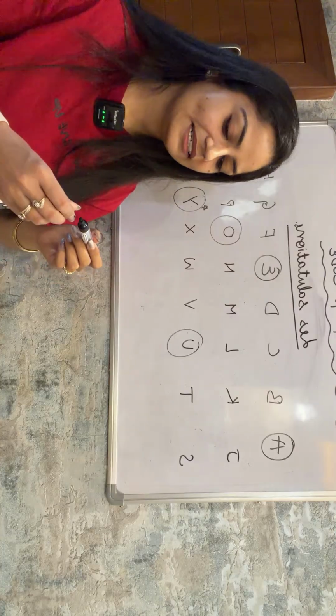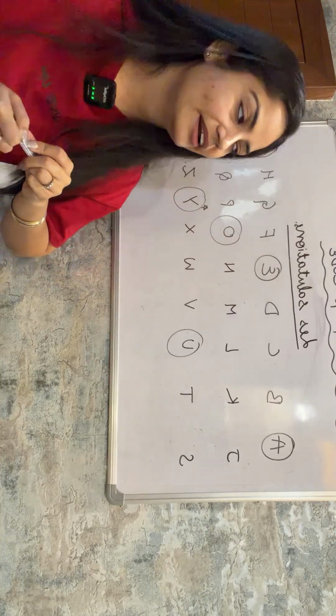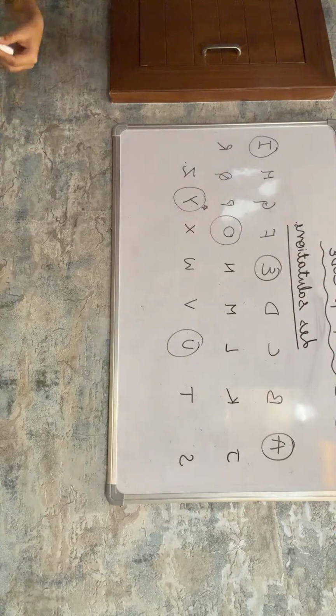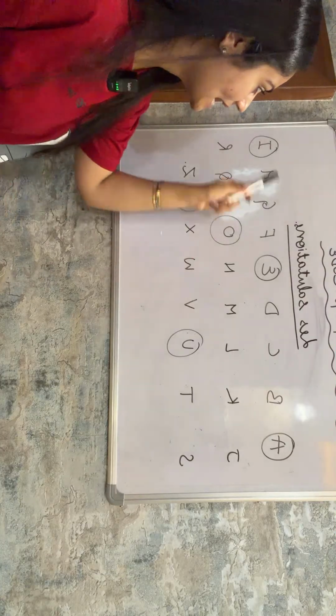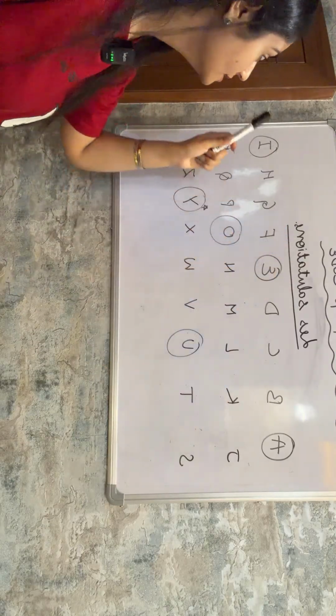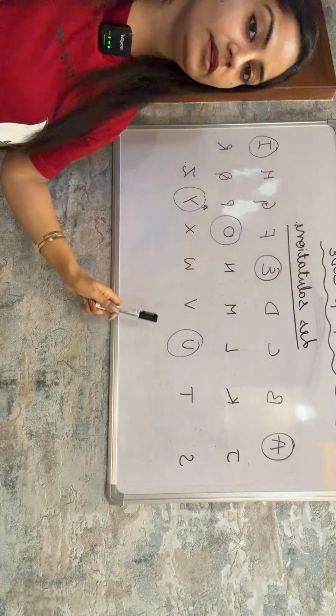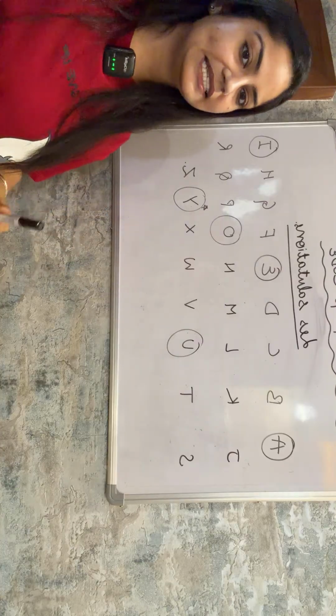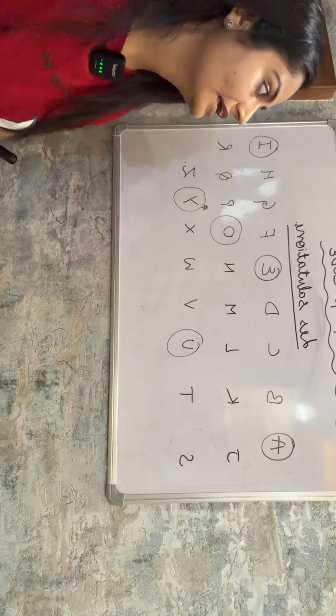Y acts as a vowel in French, right? It acts as Y. Right? So, these are the 6 vowels in French. A, E, I, O, U, Y. These are 6 vowels in French.